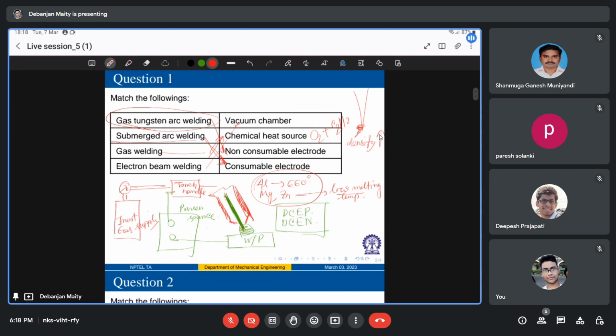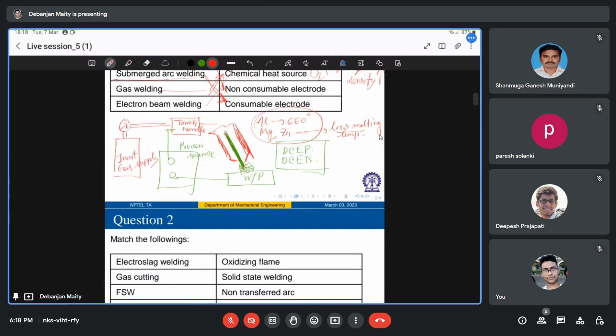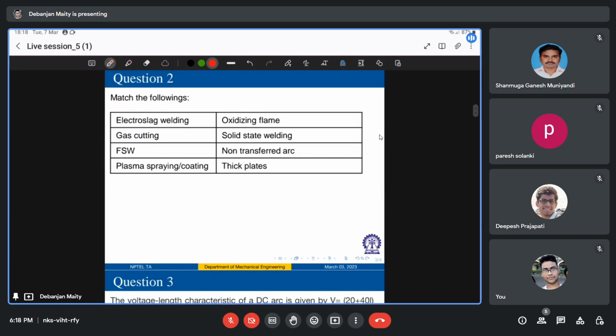Any question from here? Okay, so we'll move to the next question. This also is a match of the following. So there is something called electro slag welding, then gas cutting, then friction stir welding, and then you have this plasma spraying or coating.